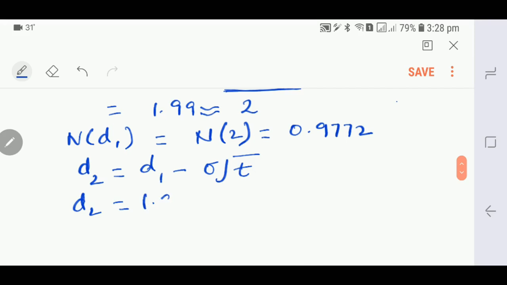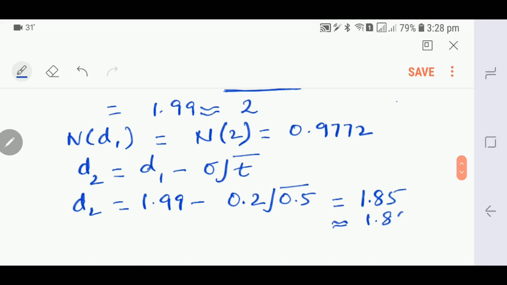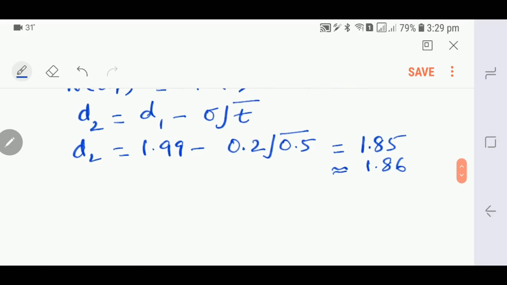So 1.99 minus 0.2, which was the value for standard deviation, and the square root of time, where time is 0.5 years. If you compute that, you will get approximately 1.85, and I am going to round it off to, let's say, 1.86, so that it becomes easier for me to find the N value in the table.